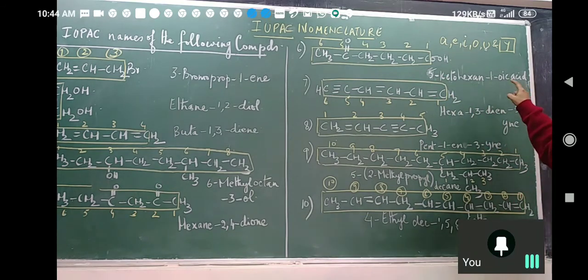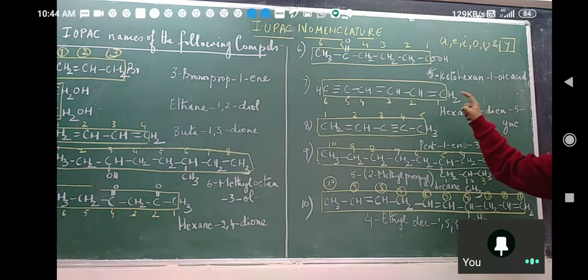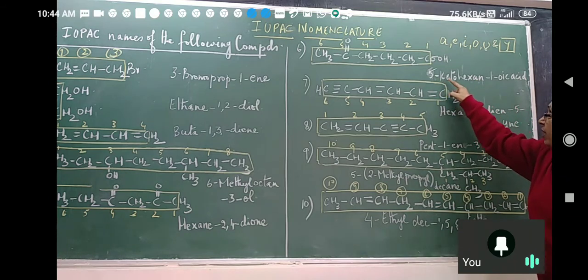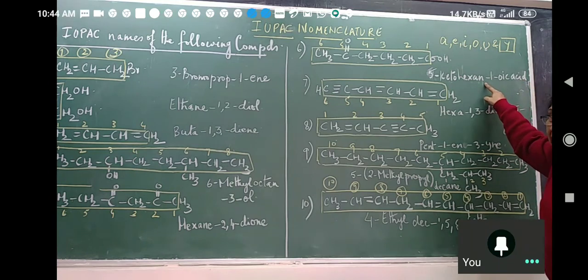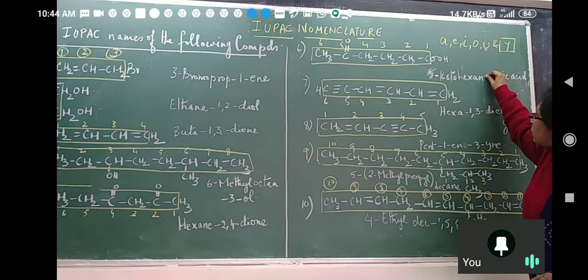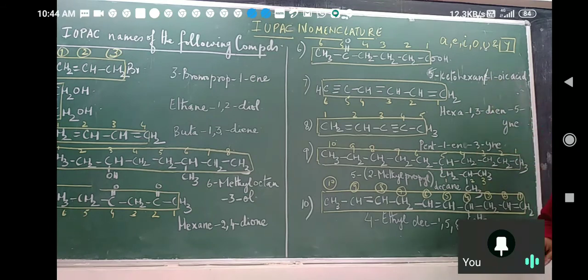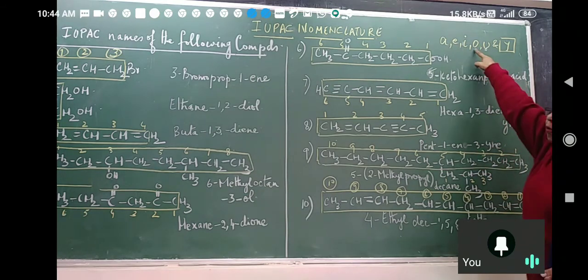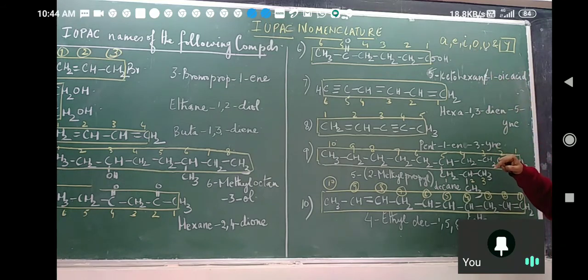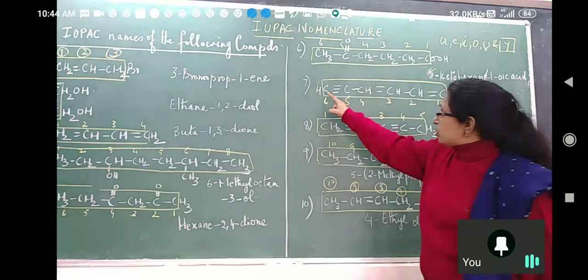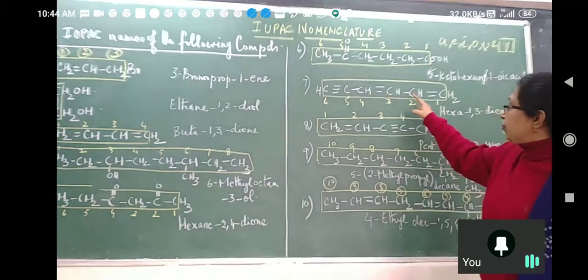So if you are writing it in your register, you can write oxo with a capital O. 5 oxo, hexane, 1 oic acid. Then here, I have dropped E. Why have I dropped it? Because O is a vowel. But if it was dioic acid, I will not drop it, because D is not a vowel. Have you understood? Now next is 1, 2, 3, 4, 5 and 6.